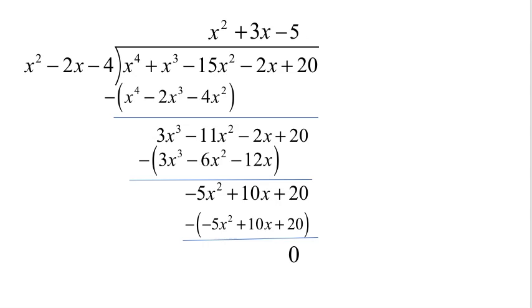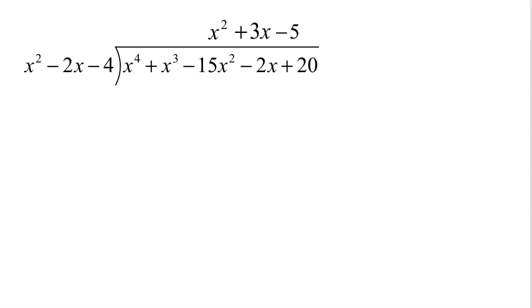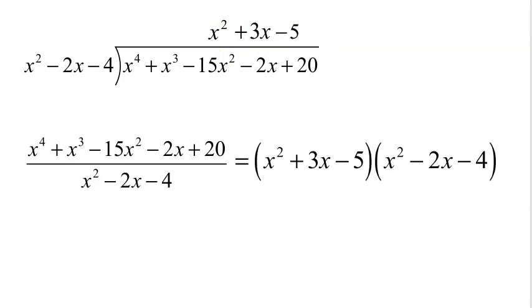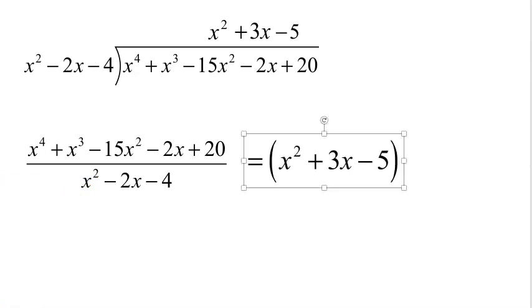So how do we conclude it? Looking at this formula, we recognize that x to the 4th plus x cubed minus 15x squared minus 2x plus 20 divided by x squared minus 2x minus 4 equals x squared plus 3x minus 5. That is incorrect. And here it is fixed. Again, the division problem, this number divided by this number equals the quotient equals x squared plus 3x minus 5.